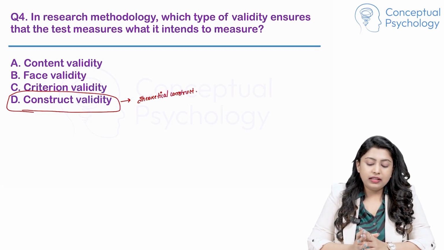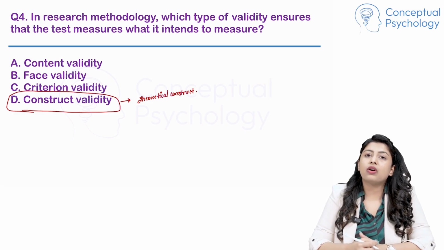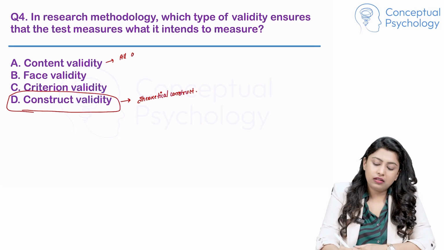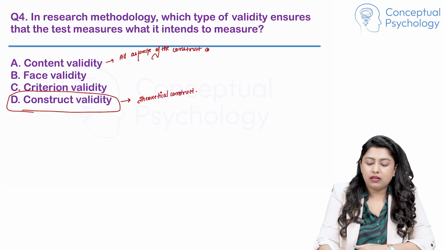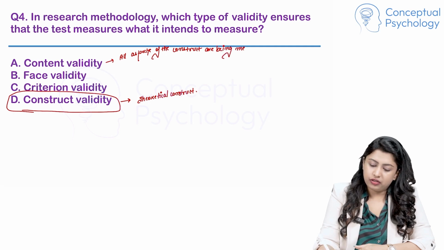Why is content validity the incorrect answer? Because that ensures the test covers all aspects of the construct being measured. Here, all aspects of the construct are being measured.